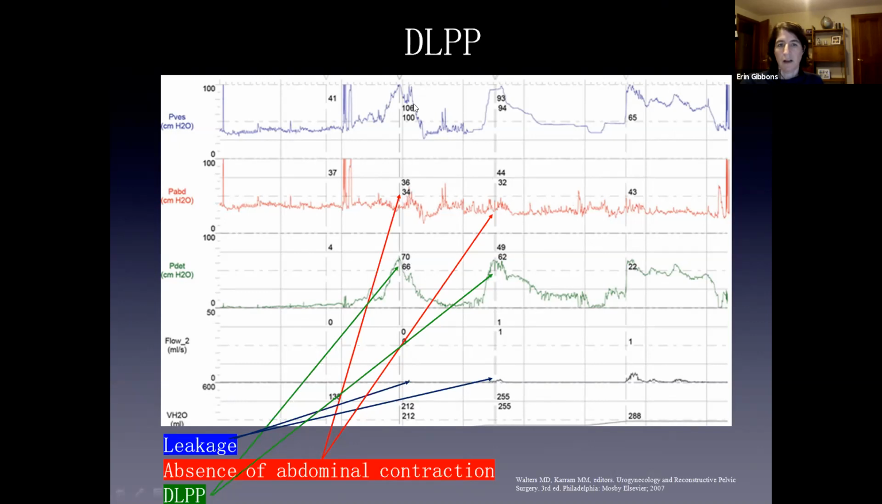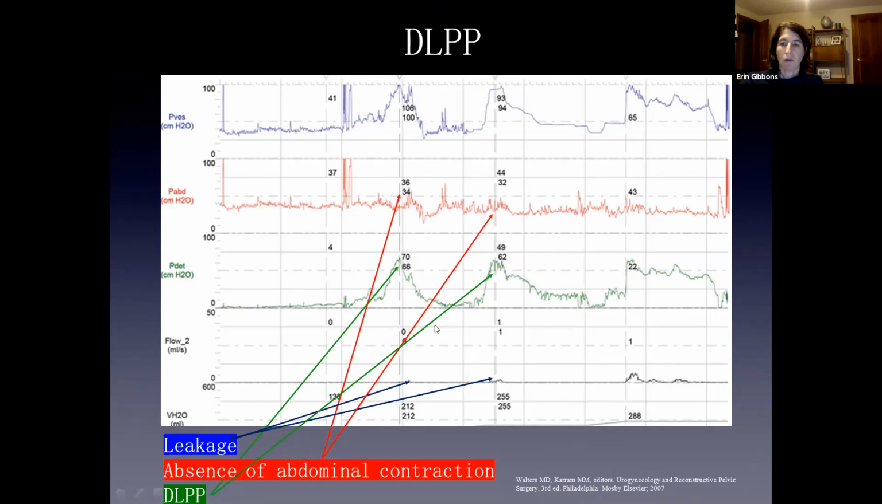There's a lack of abdominal contraction here because this red line is relatively the same all the way across. You have a contraction within the urethral catheter, and that's going to lead to a detrusor contraction in the absence of an abdominal contraction with a leak. And so that detrusor pressure right there is going to be your detrusor leak point pressure. In this case, they're right next to each other, so it's either going to be 70 or 66. In this one, it's 49 or 50, depending on exactly which number you pick.